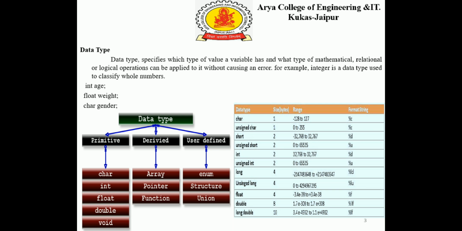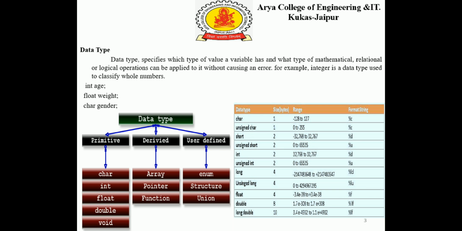There are three types of data type: primitive, derived, and user defined data type. Primitive data types are language provided or the basic data types. They are character, integer, float, double, and void. Whereas second, derived data types are those data types which are derived from these primitive data types. For example, array, pointers, and functions. Last, user defined data types are those data types which the user creates for its own use.